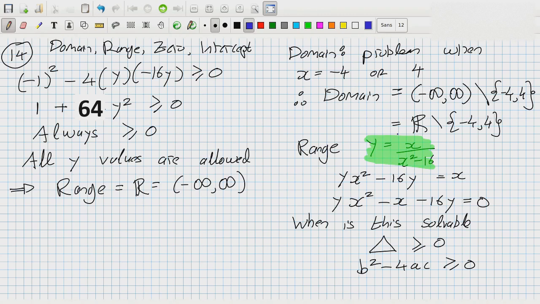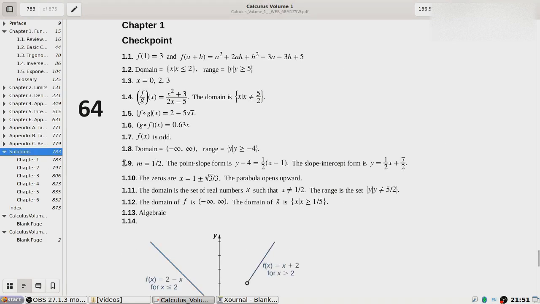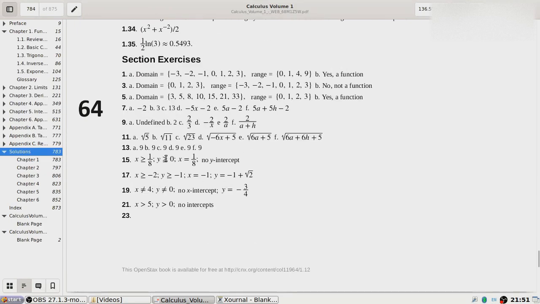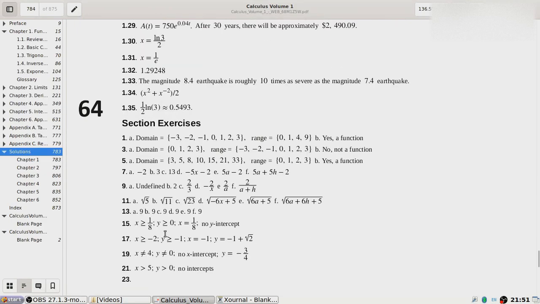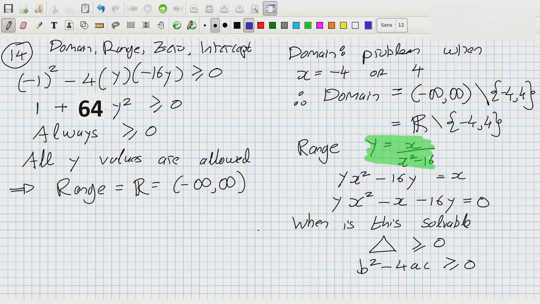Unfortunately, this answer is not going to be at the back because it's an even question, I think, but we'll check it before we finish. Yeah, it's not. Okay, let's leave it there for today.